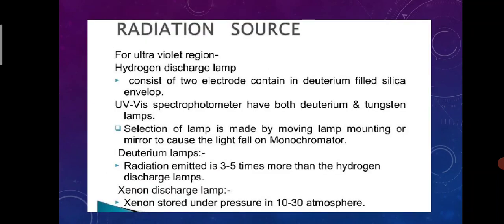For radiation in the ultraviolet region, the hydrogen discharge lamp consists of two electrodes contained in a deuterium filled silica envelope. The UV visible spectrometer has both deuterium and tungsten lamps. The selection of lamp is made by moving the lamp mounting or a mirror to cause the light to fall on the monochromator. In deuterium lamps, the radiation emitted is 3 to 5 times more than hydrogen discharge lamps. In the xenon discharge lamp, the xenon is stored under pressure of 10 to 30 atmospheres.